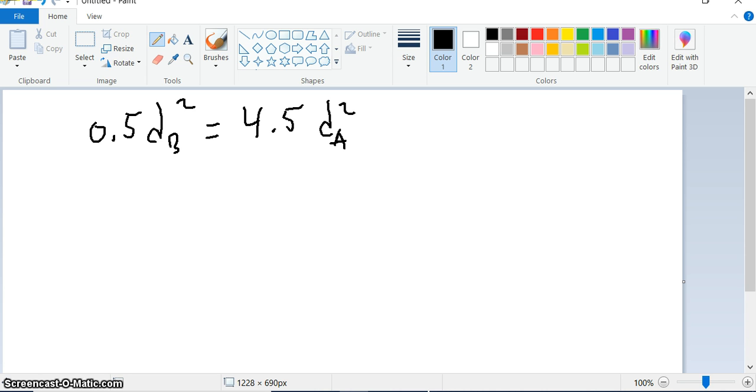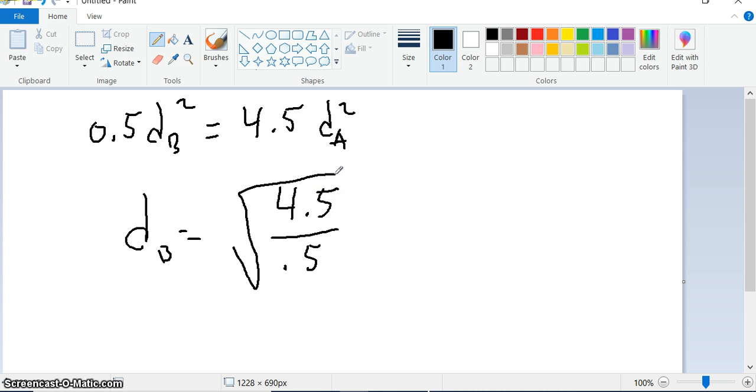All right, and then we really want to know what the distance to B is compared to the distance to A. So let's solve this for the distance to B. The distance to B is equal to 4.5 divided by 0.5, and then, since the distance to B is squared, I've got to take the square root of that, right? And then I take the square root of the distance to A squared, so that's just times the distance to A.